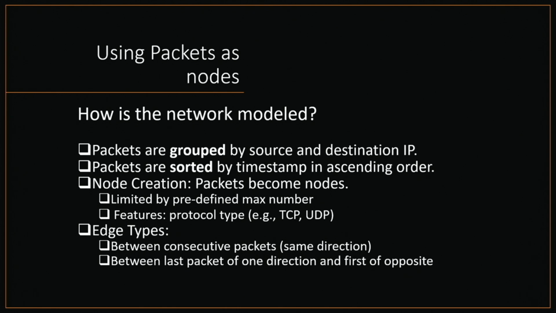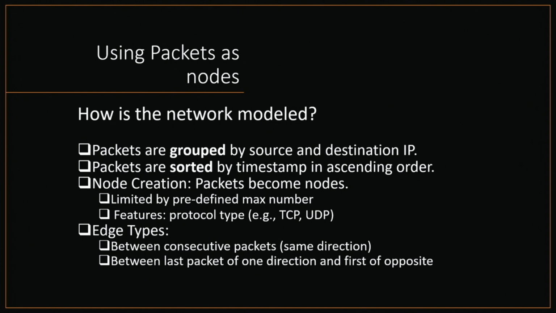So now let's deep dive into two different graphs and how we can detect a DDoS attack based on those graphs. First, we will build a graph where we use packets as nodes. Over here, the packets are grouped by source and destination IPs. Whatever packets have the same source and destination IP are grouped together, and they're sorted by timestamp in ascending order. So if a packet is sent first, it'll be the first one, and so on.